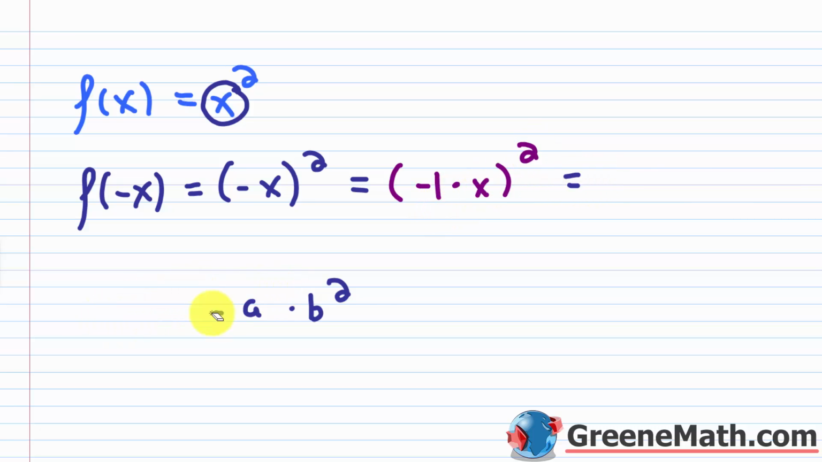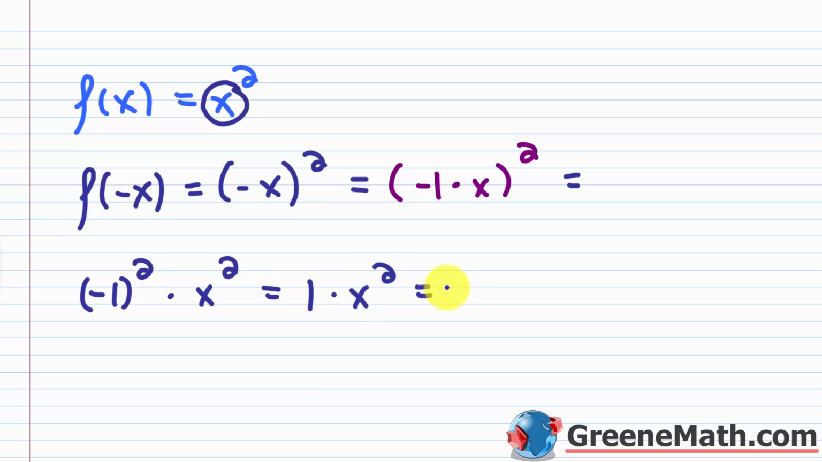So what I can do is split this up and say I have negative 1. Again, that whole thing is being squared, so I'm wrapping it in parentheses. And then times I have my x squared. We know that negative 1 squared is just 1. So that would be 1 times x squared, which of course is just x squared. So these two are the same, right?